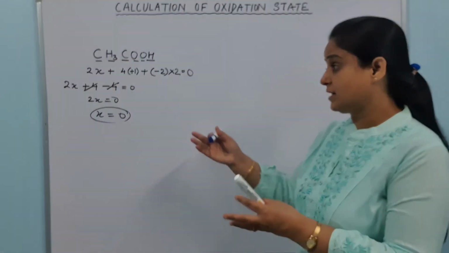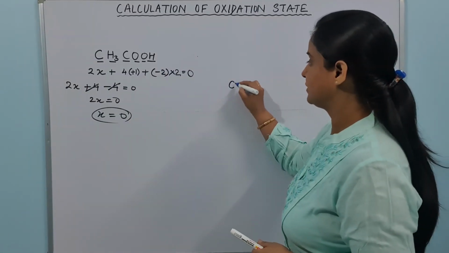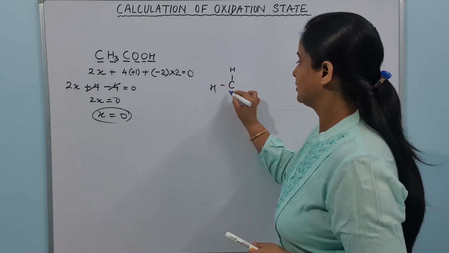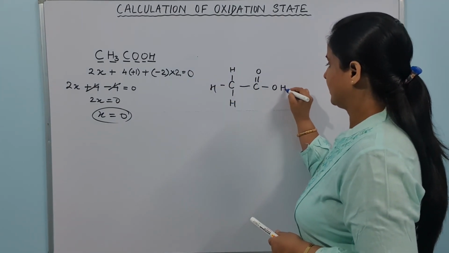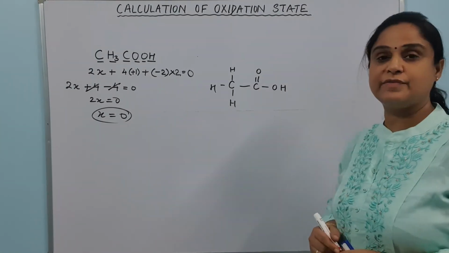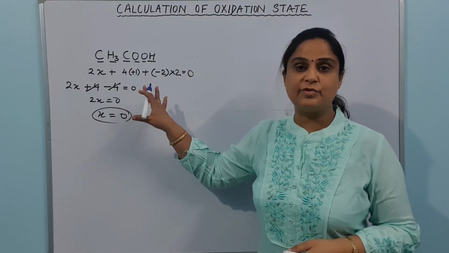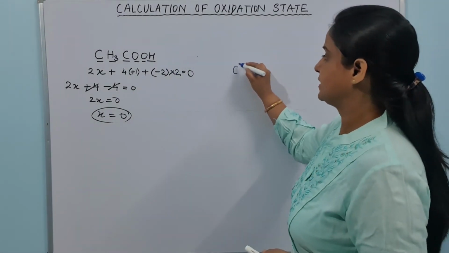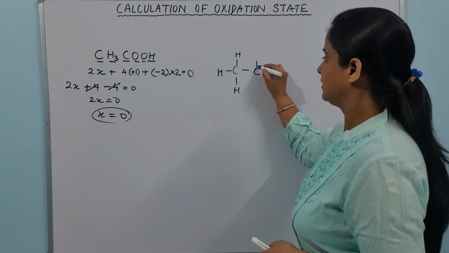So let's see why the answer is 0 in this case. So I am drawing the structure of this CH3COOH here. CH3COO and H. So this is the structure of acetic acid. To understand the charge on each carbon here, we have to see the structure of this acetic acid, and the structure of this acetic acid is CH3COOH.